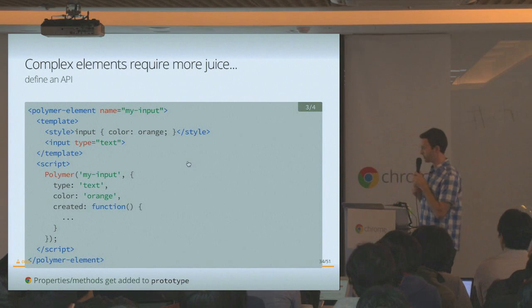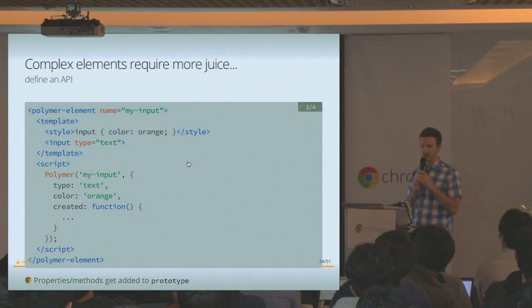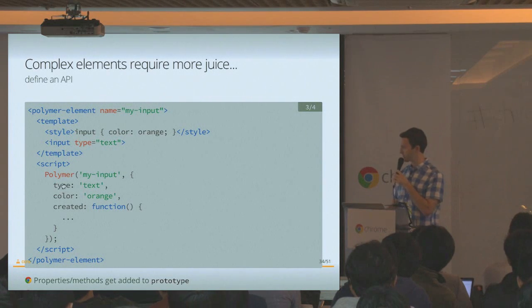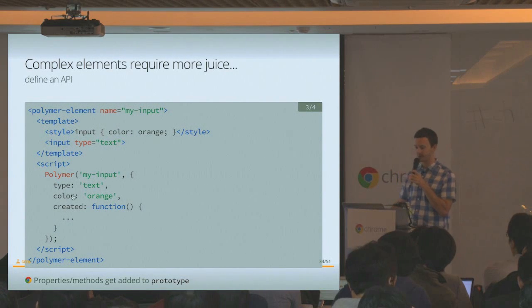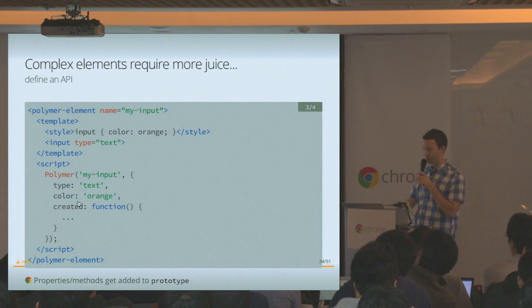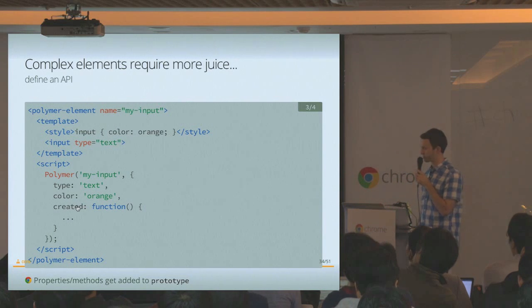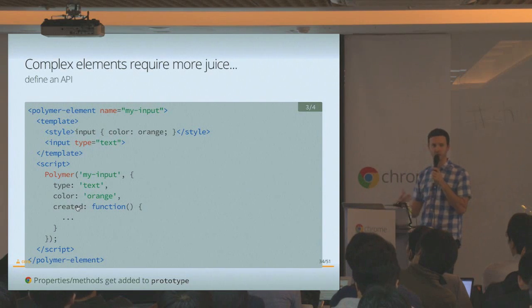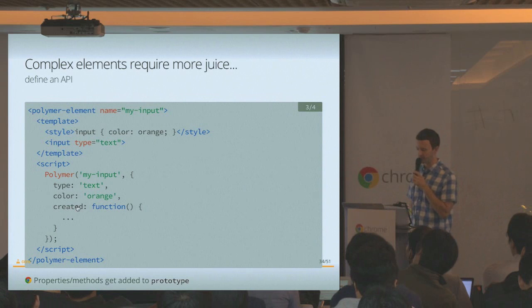The second thing we can do is we can beef this thing up. So we want to give it a couple properties. We can give it a type property and default it to text. We can give this element a color property and default it to orange. And we can also define methods, such as the created callback, to be notified of when things happen on our element. And so essentially what we're doing is defining an API for this element.